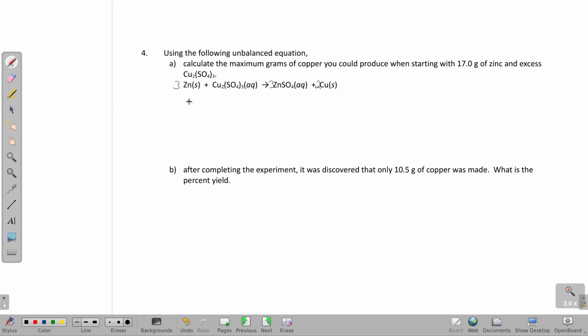Alright, now to do this, all I'm going to do is take that 17 grams of zinc that we start with, and the very first thing I'm going to do is turn it into moles using the molecular weight of zinc, which my periodic table shows is 65.41 grams. And then my equation here, since I care about copper, I'm going to convert my zinc into copper using the coefficients for my balanced equation. And then the last thing I want to do, since I want to get the theoretical yield, or the maximum grams of copper, I'm going to convert these moles of copper back into grams using the molecular weight of copper.